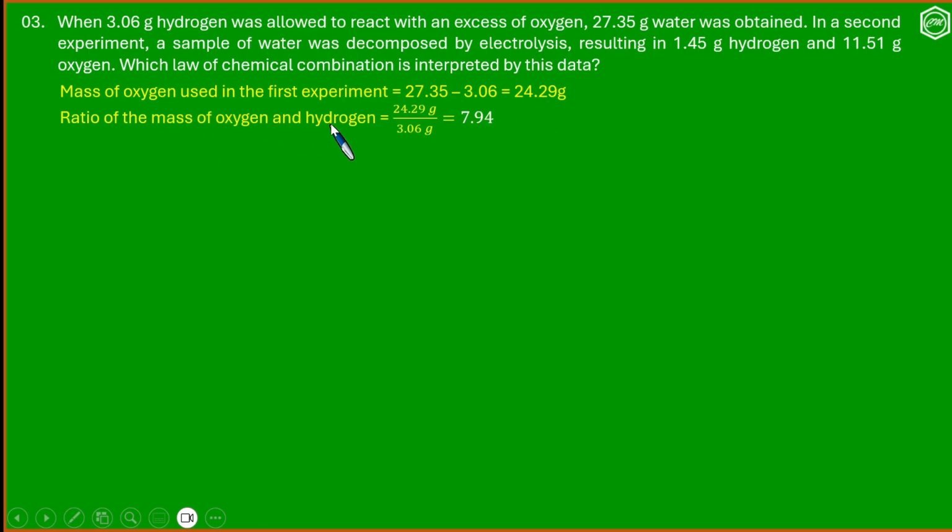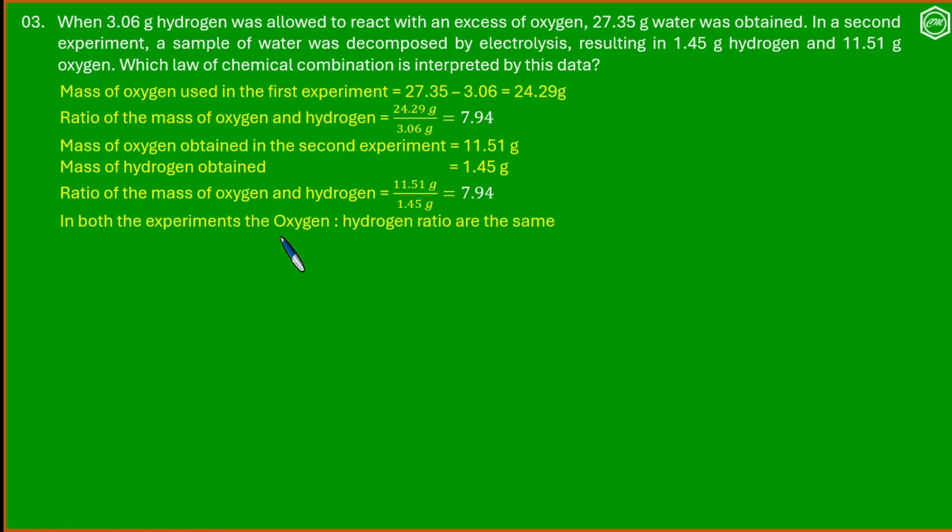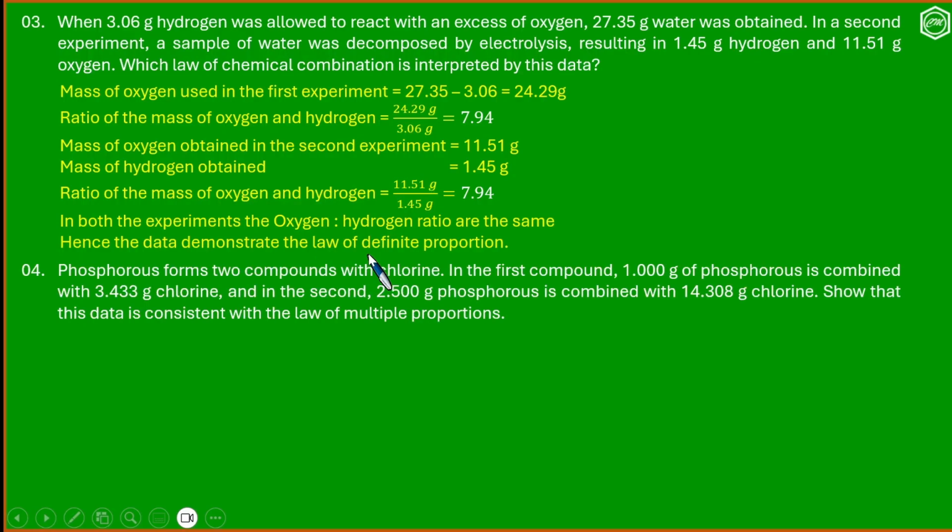Ratio of mass of oxygen and hydrogen is 24.29 gram by 3.06, that is 7.94. Now the mass of oxygen obtained in the second experiment, that is electrolysis, that is 11.51 gram, and the mass of hydrogen obtained is 1.45 gram. Ratio of mass of oxygen and hydrogen is 7.94, same as the first one. In both the experiments, the oxygen to hydrogen ratio is the same. Hence, the data demonstrate the law of definite proportion.